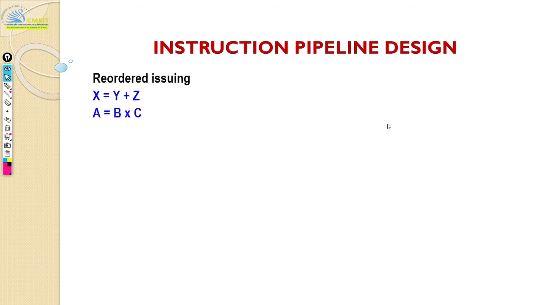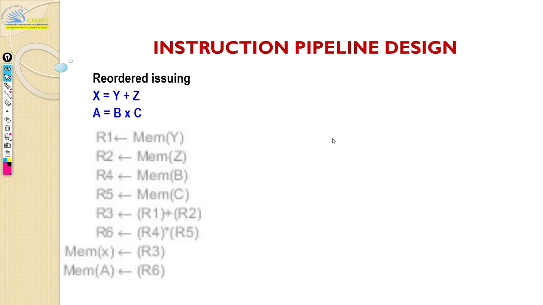It's the same example: x equals y plus z, a equals b times c, but the order in which you are issuing is going to vary. Like what Srikanta has pointed out, those two blocks, if you remember, are independent. They don't have any dependency. So what if we reorder them? We are going to reorder them like this.